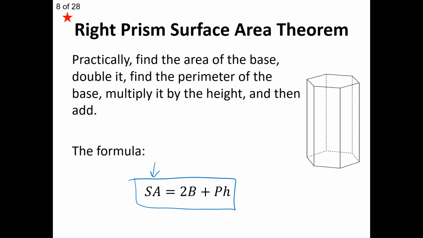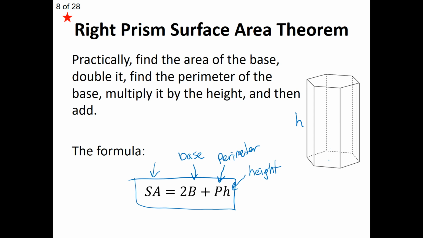So SA just simply stands for surface area. We know that. This capital B here is going to be known to us as the base. So we're going to call this the area of the base. P, we've seen this capital P before as well. Capital P is going to be known to us as the perimeter of the base. And then H is what we call the height of our prism. Now, the height of our prism will be that measurable distance along the lateral face, or essentially the distance between the two bases.